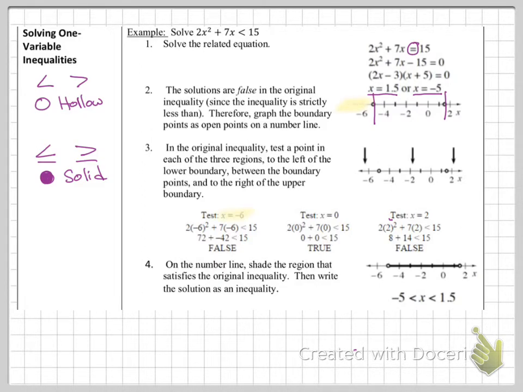Then test anything in the middle. 0 is always a nice number to choose. They tested 0 for the middle, and then test anything to the right, not the boundary point. So they tested 2. Then you can see if it comes out to be true or false. If it's false, don't shade over it. So they did not shade over the yellow section.